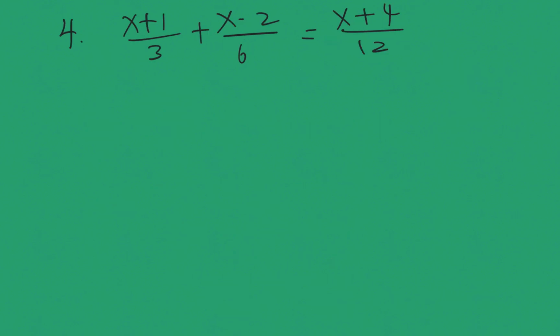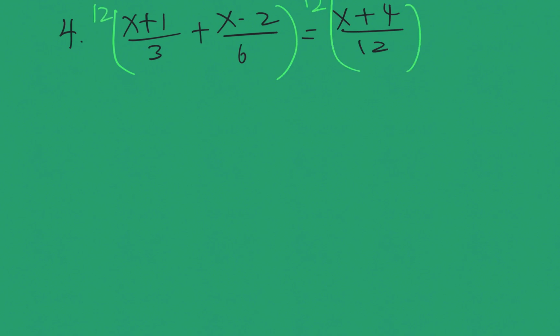Now let's look at another example. (x + 1) over 3 plus (x − 2) divided by 6 equals (x + 4) divided by 12. Again, we have fractions in the equation. To get rid of the fractions, we multiply by the lowest common denominator. So 3, 6, and 12. The LCM will be 12.